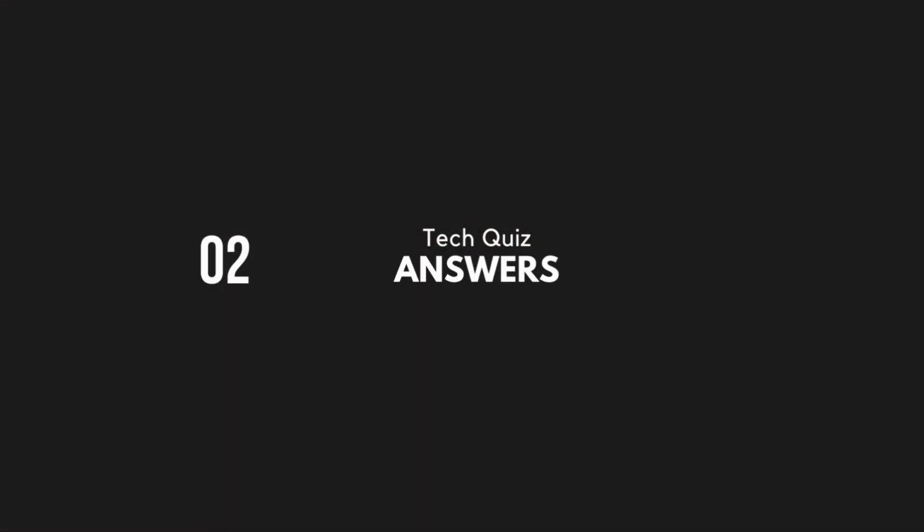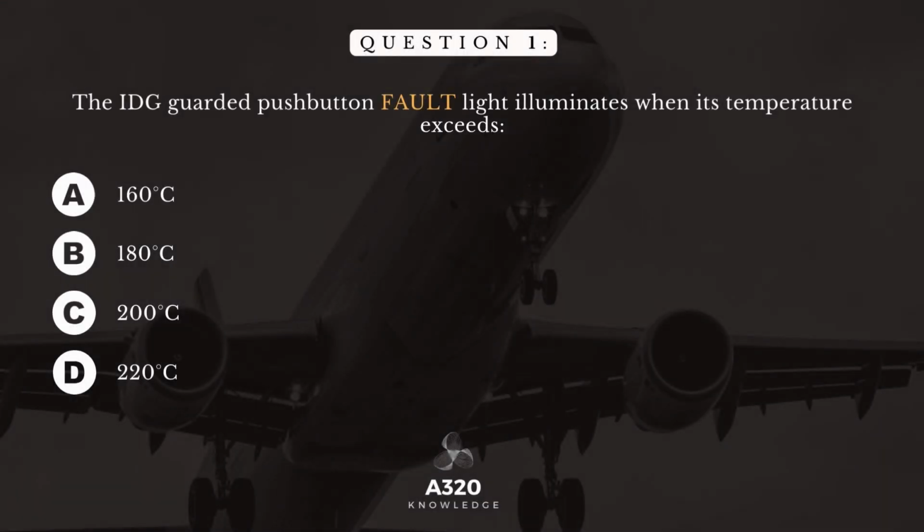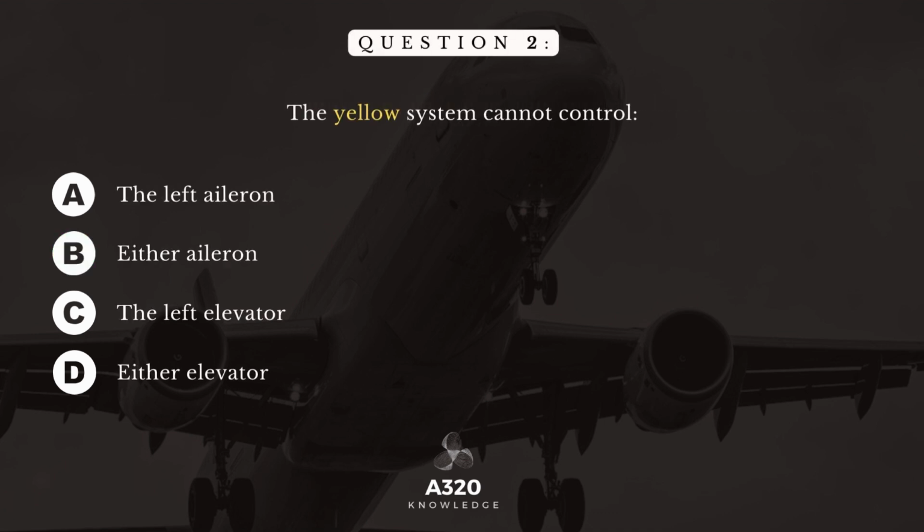Let's move on to the answers. Question 1. The IDG guarded push-button fault light illuminates when its temperature exceeds 180 degrees C. Question 2. The yellow system cannot control either aileron.